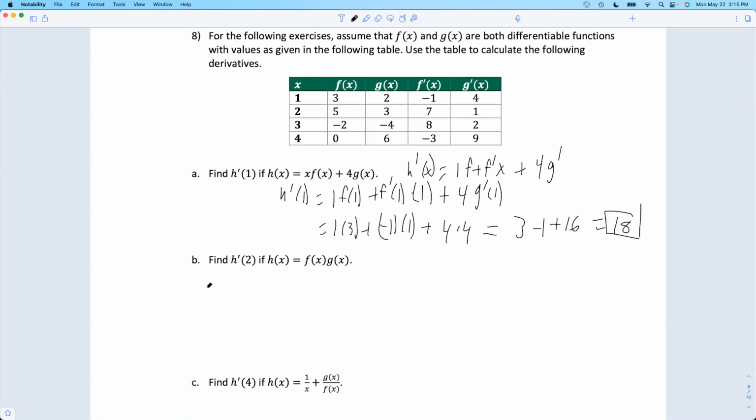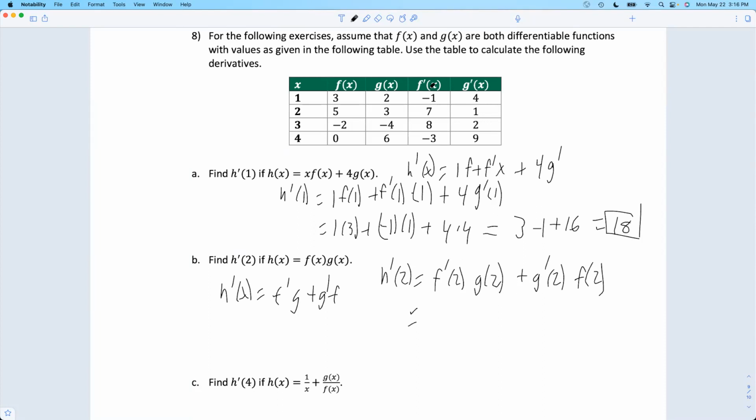Okay, now we want h prime at 2. So I've got a product of functions. I'm going to need the product rule. H prime of x will be f prime g plus g prime f. So then at the value 2, I'll write these all out explicitly. F prime when x equals 2 times regular old g at 2 plus g prime at 2 times regular old f at 2.